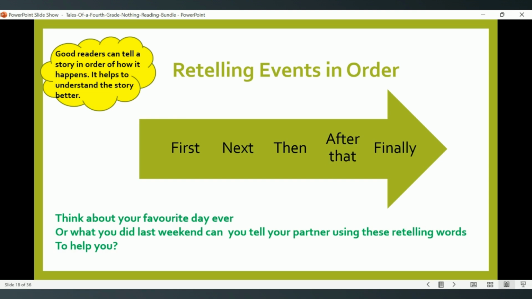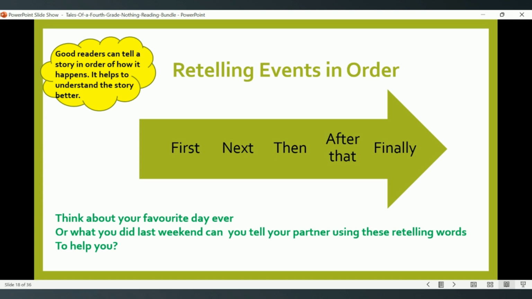Okay, so let's go into retelling the events in order. So first, next, then, after that, and finally. These are our sequencing words that we can use to tell how things go in order. And again, a class activity at the beginning is always really helpful. So think about your favourite day ever, what you did last weekend. Can you tell your partner using these retelling words to help you?